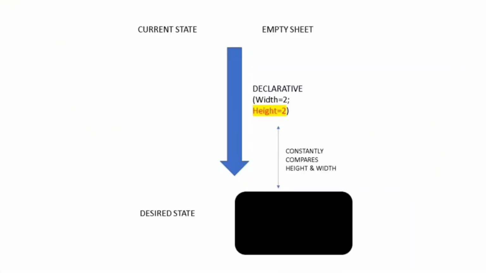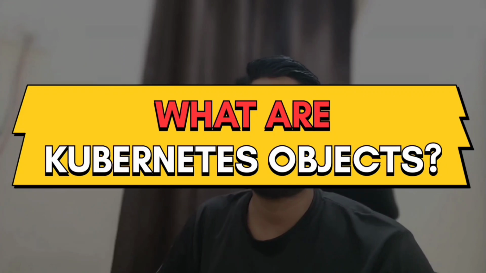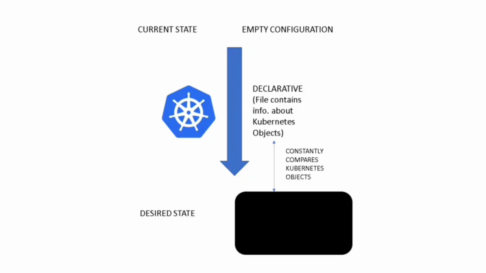Similarly, Kubernetes works. Just like for our rectangle, we need to provide information like width and height. In Kubernetes, we need to provide the information about Kubernetes objects, so that Kubernetes will constantly compare these Kubernetes objects in our file with the actual Kubernetes objects in the architecture. So let's understand what are these Kubernetes objects which we need to provide in our files, which Kubernetes will use to manage our containers, not only manage but to automatically manage our containers.